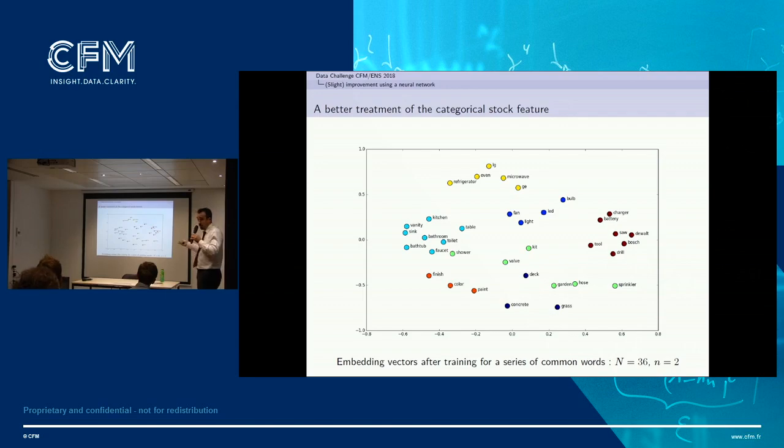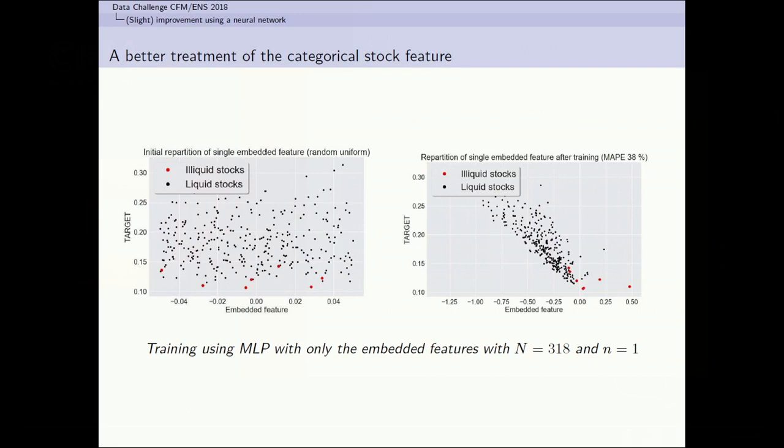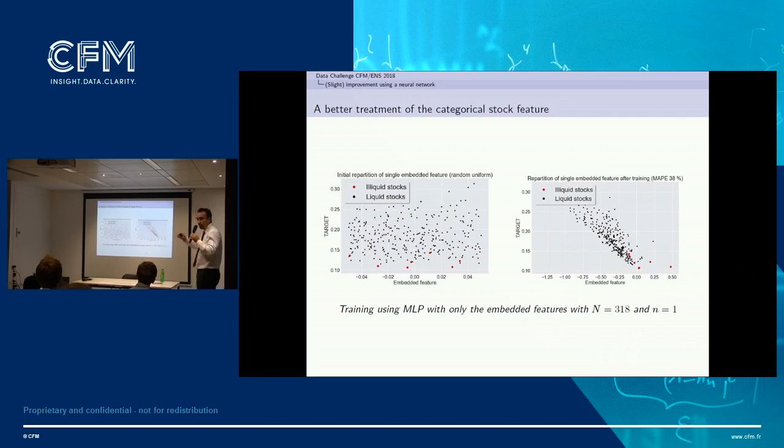So I applied that to the stock number. So here you have, for the demonstration, I just used n equal 1 here, so just one output embedded feature. So the vocabulary size is 318 here. And this is the initial uniform random distribution. So that's the embedded feature. One point is one stock. And you have here the mean target for each stock. So you can see it's random.